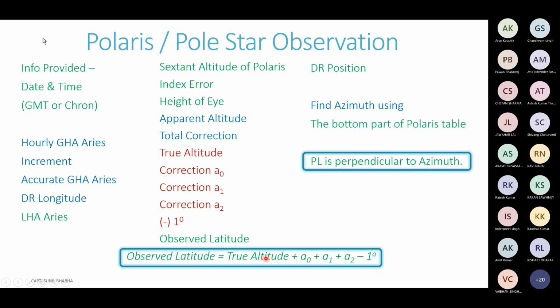So two important takeaways from here. One, we have found out the direction of the PL, which is perpendicular to the azimuth. Second, we have obtained the observed latitude from this formula: true altitude plus A0 plus A1 plus A2 minus 1 degree. Now with these two obtained, we can go into the plotting of the position line on the chart or in our answer sheets on the plot.